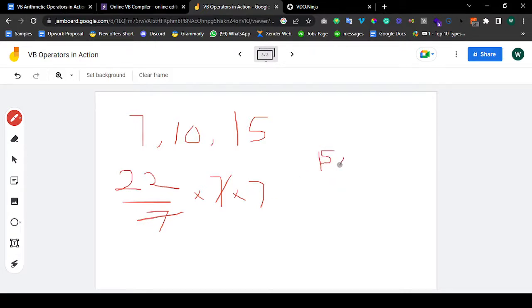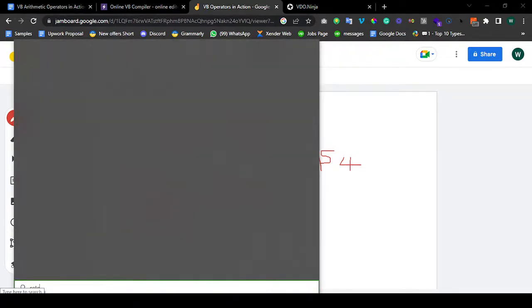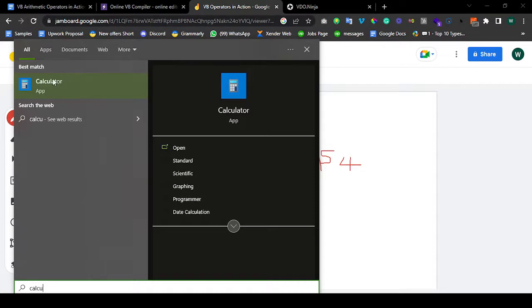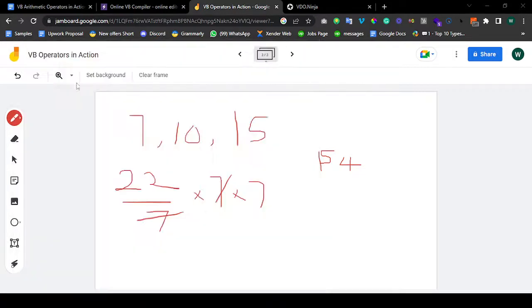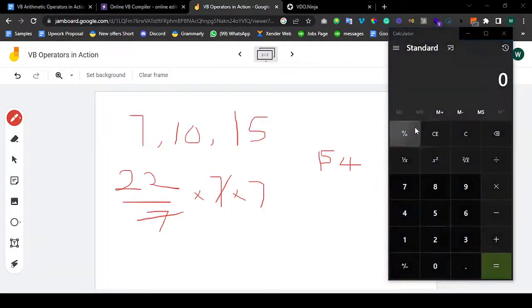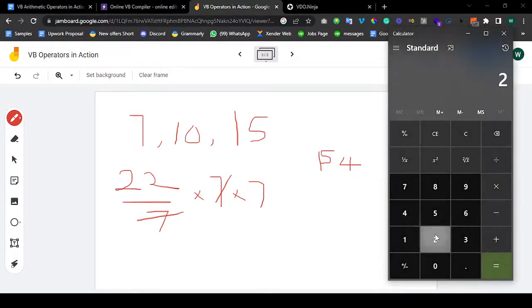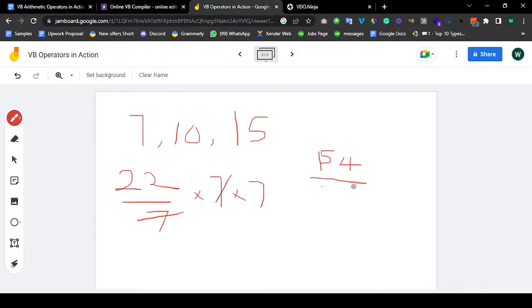So 154. Let me bring up my calculator, so we're not working in the blind. Oh, my calculator opened twice. Okay, so 22 times 7 equals what? 154, yes. So this is correct.